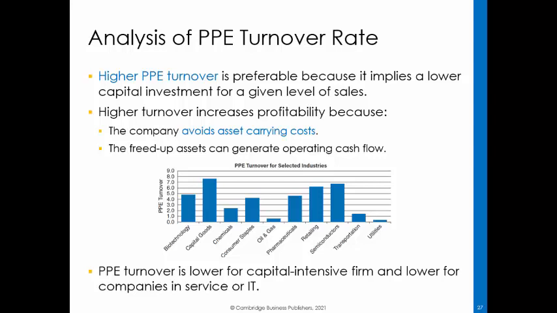Property, plant, and equipment turnover is lower for capital-intensive manufacturing companies than it is for companies in service or knowledge-based industries. To this point, consider the chart of property, plant, and equipment turnover for selected industries shown on this slide. Turnover or utilization of property, plant, and equipment is widely variable as shown. Capital-intensive industries such as utilities, transportation, and oil and gas report relatively low turnover rates, reflecting large levels of capital investment required to compete in these areas.